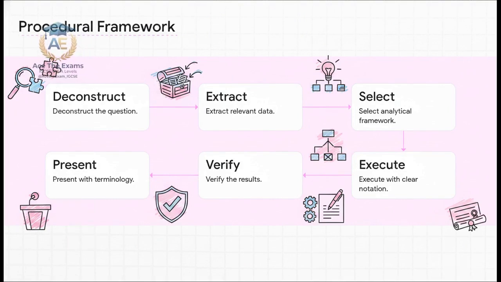Think back to our student Alex from earlier. Alex struggles because he skips steps 1 and 2 and jumps straight to execution. Don't do that. First, rigorously deconstruct the question. Underline the command words. Second, extract the specific data from the stimulus materials. Third, select your analytical framework. Fourth, execute your analysis with clear, precise notation. Fifth, verify your results against the initial constraints of the prompt. And sixth, this is where our other student Sam often drops marks, present your final answer using rigid, correct professional terminology. If you memorize this exact sequence and apply it like clockwork, you will never ever get lost in a complex accounting scenario again.